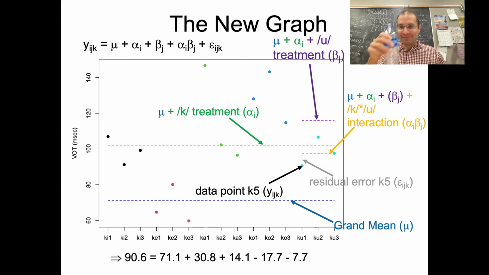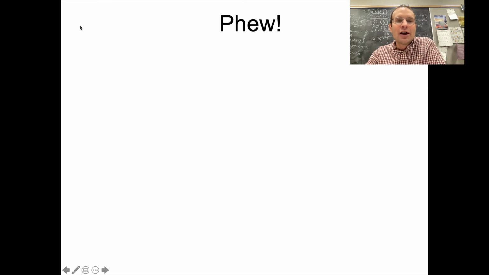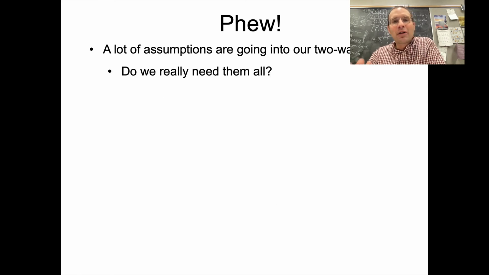Okay, I'm going to take a mini break and say, holy smokes, there's a lot of colors on this graph. Aren't you glad that you're not reading my handwriting on the board as I'm trying to explain to you how this all works? There's also a lot of factors in this model, right? So there's a lot of assumptions going into this once we start to get into the two-way ANOVA approach. Do we really need them all?